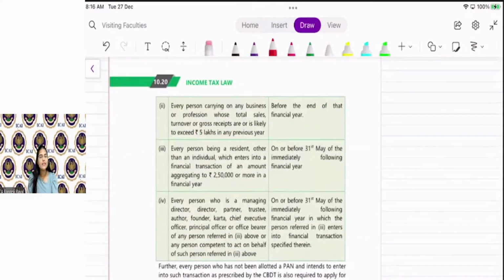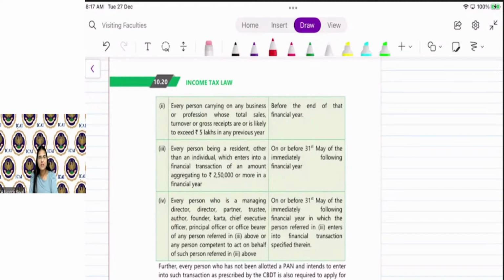This provision is for those persons who have not applied for PAN till date. Okay. So if a person is carrying on business, say for example, Mr. X is carrying on business and he does not have PAN. Now in the current year, if his total sale, turnover or gross receipt is likely to exceed 5 lakh. Say for example, my dear friend, in the month of February you have an idea whether my receipt will increase or not. So he has to apply for PAN before the end of the financial year, before the end of the previous year.